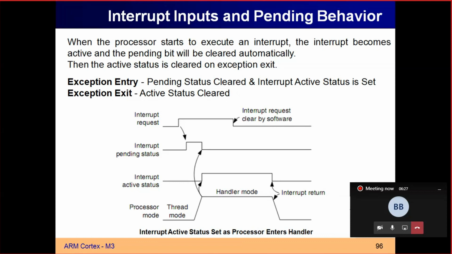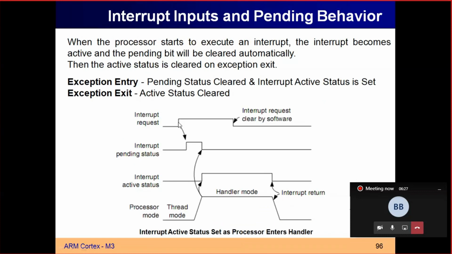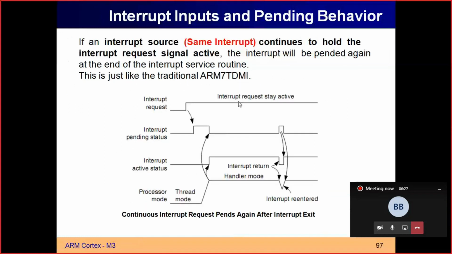So this is a normal case. From here we will see some of the special cases. If an interrupt source, that is the same interrupt, continues to hold the interrupt signal for a longer amount of time, let us take this as the interrupt signal. In the previous case, it was only held high for a little amount of time. After some time, the interrupt request will be automatically made low. But this is a special case where the interrupt request stays high, or is pulled up in the high state, for a longer amount of time. So what will happen?